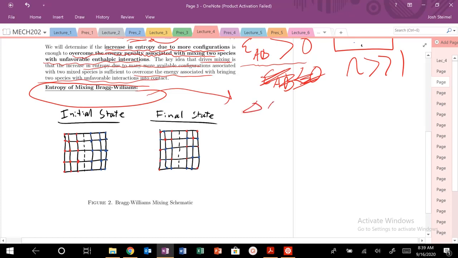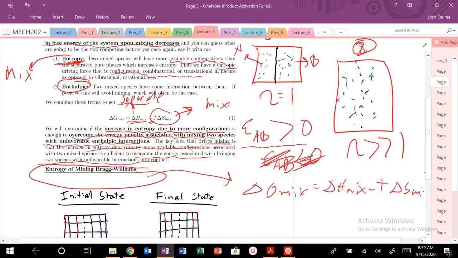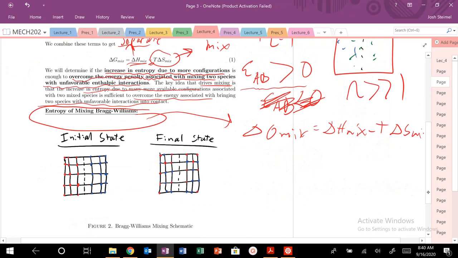So we're going to try to develop again this delta G of mix. Just going to compose the delta H, some enthalpy contribution of mixing, minus T delta S of mixing. Bragg-Williams have done this, and we're going to go through this derivation for small molecules. So small molecule mixing, so chemical mixing, or even gases. Before we get into polymers, that's what we're going to deal with.